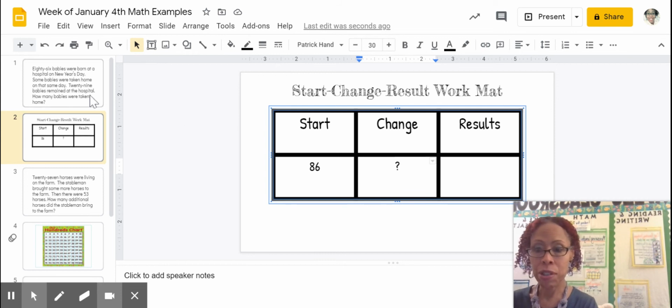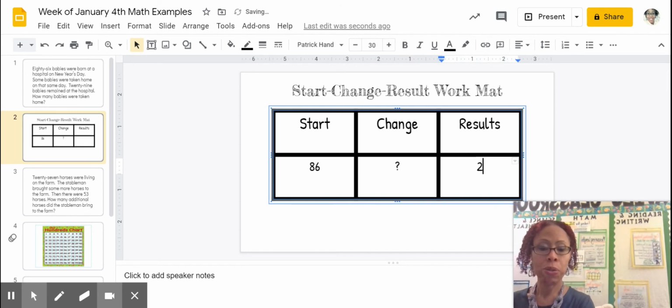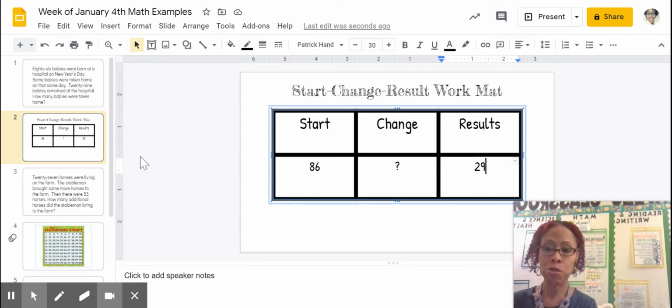And the result? How many babies remain at the hospital? We know that there were 29. So we started with 86. There was some kind of change, and then the ending number, or the result, was the number 29.